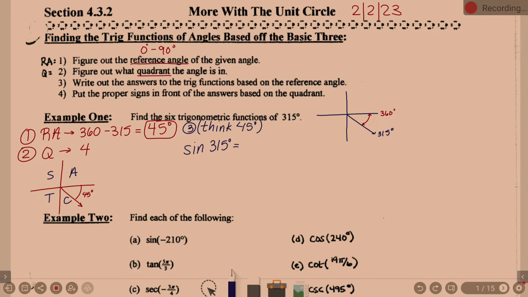Now, he said 1 over square root of 2. What's the other version of that? Square root of 2 over 2. And I'm going to write the square root of 2 over 2 version. I'm not saying the other one's wrong. Hold on, I still don't understand where we got that. Go back to your chart. We're thinking it's 45. Right, think 45, because 45 is my reference angle.